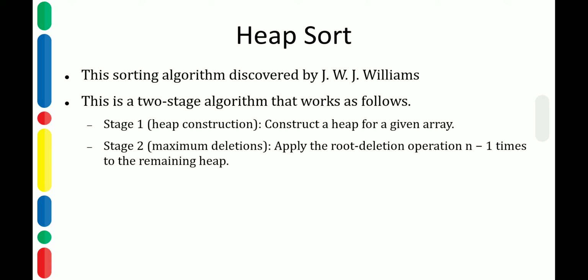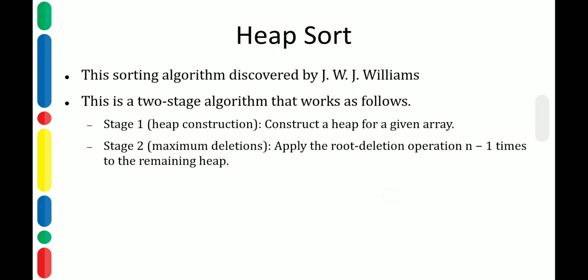In the first stage, we construct a heap or a max heap from the given array. Then we apply maximum deletions. Apply the root deletion operation n minus 1 times to the remaining heap. That way we will be able to sort. Let's try to understand this.